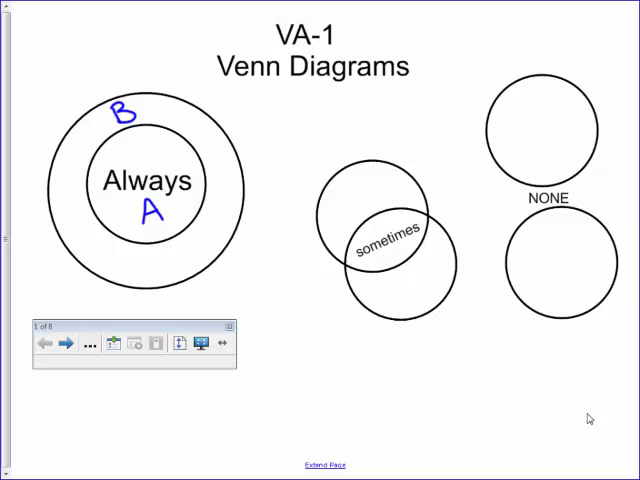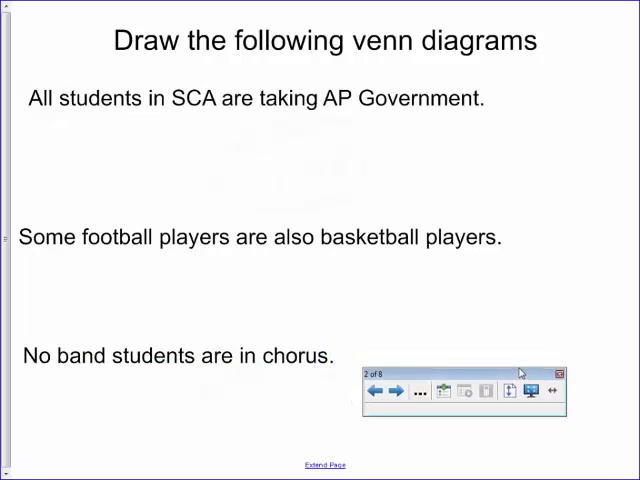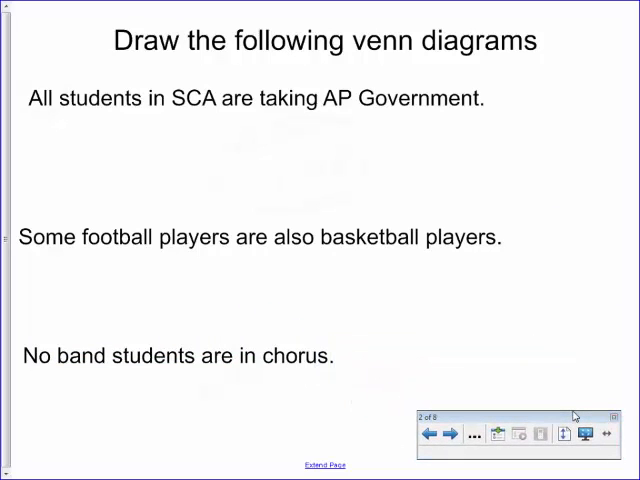Sometimes, just so you guys remember, it's that shared common sense. Sometimes A might be B because it's connected there. And lastly, when they're not touching, that's a none because they have nothing in common. So we'll go ahead and give you 3 example sentences, and I want you guys to pause and see if you can draw out the 3 Venn diagrams that would represent these bubbles.